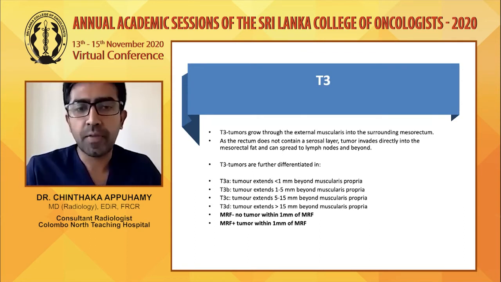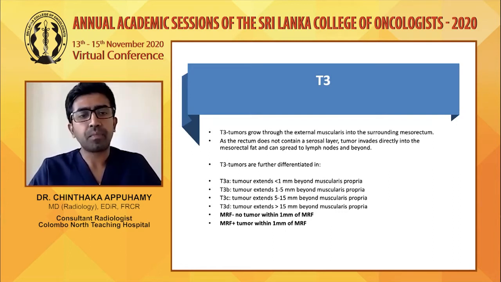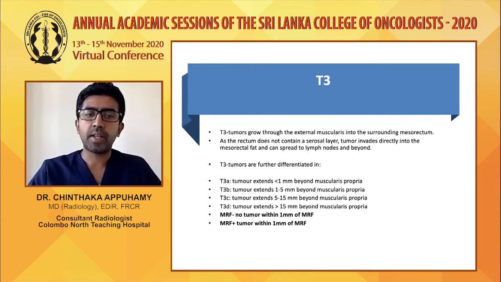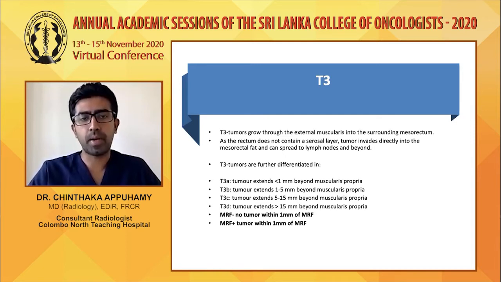T3 tumors are further differentiated into T3A, where the tumor extends less than 1 millimeter beyond the muscularis propria. T3B, tumor extends 1 to 5 millimeters beyond the muscularis propria. And when it involves 5 to 15 millimeters, we call it T3C. Anything beyond 15 millimeters, we call it T3D.